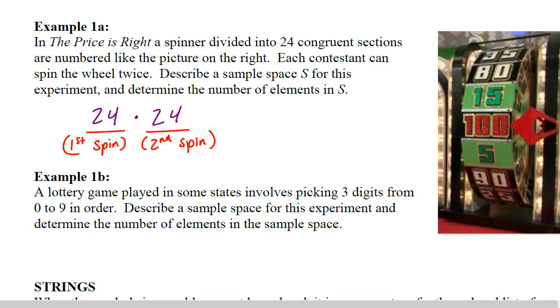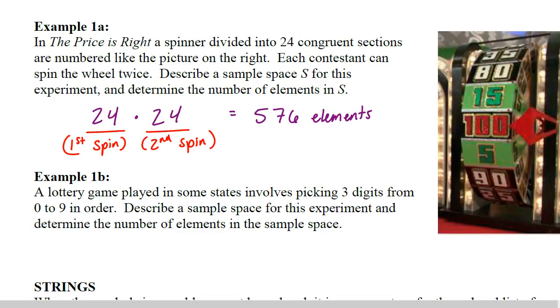So on the first spin, there'd be 24 options, and there'd be 24 options on the second spin. So in total, we would multiply those, because again, this is an AND situation. We're spinning once and another time. So we'd multiply those together, we'd find that there's 576 elements in the set.